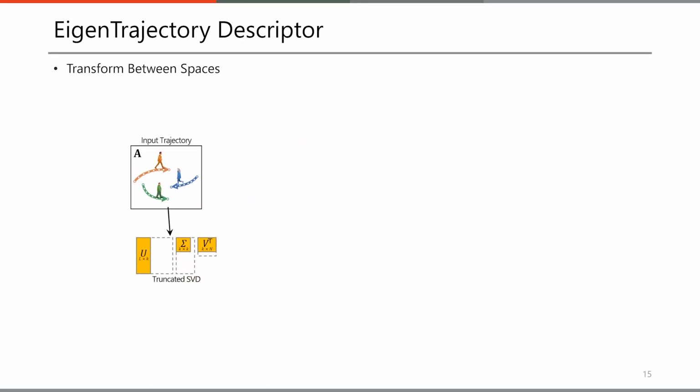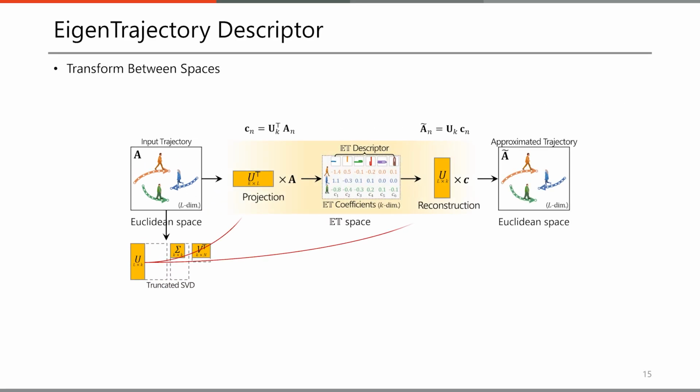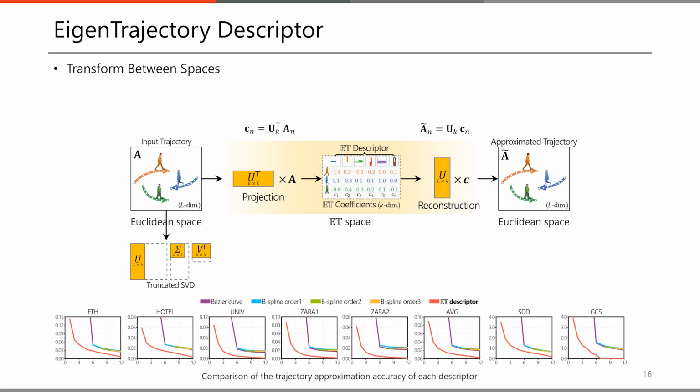For the next step, we define the transformation between two spaces by a matrix multiplication with the eigenvectors. By defining transformation to and from this newly defined descriptor space, we can freely convert the information for perception and prediction. Using these operators, we measure the approximation error to check how accurate the EigenTrajectory is. Compared to the parametric curve models, our descriptor can much more accurately approximate a pedestrian's path, even with fewer dimensions.